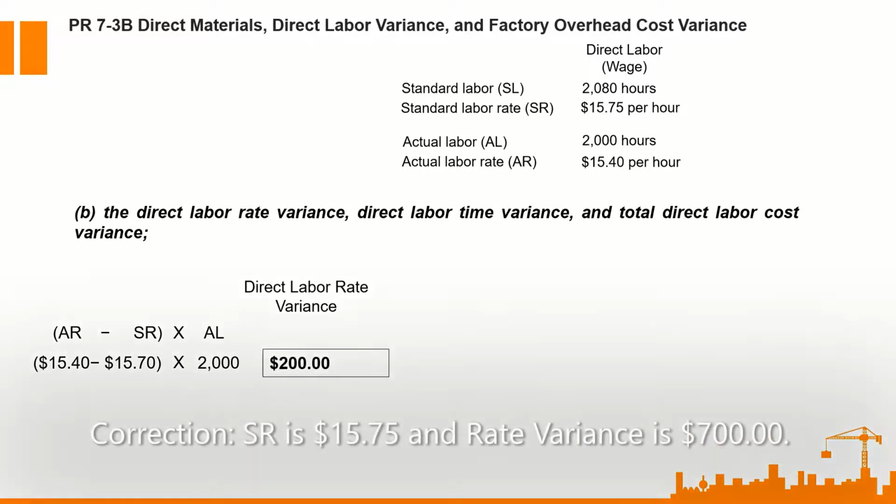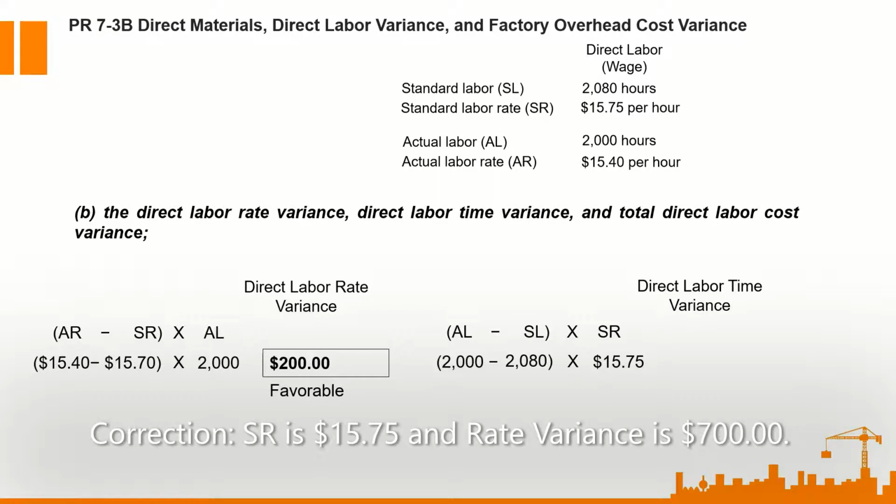And now we have a result of $200 favorable variance because the actual rate is lower than the standard rate. Next is the time variance. The formula is actual labor hours minus standard labor hours times standard rate. Again, easy to solve. You just need to fill in the amounts you have identified before. And the result is $1,260 favorable because the workers utilize less labor hours than what was expected.